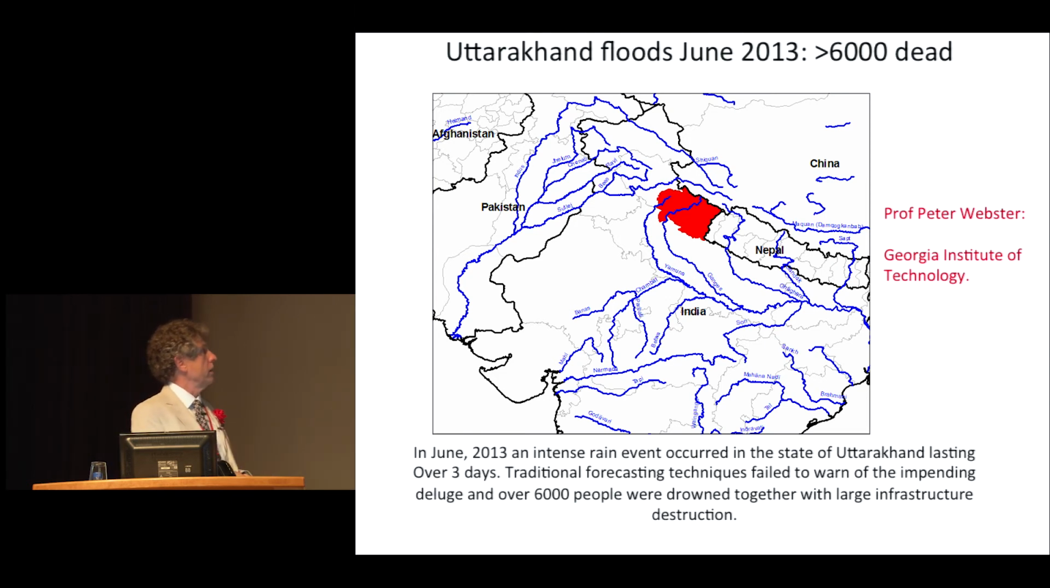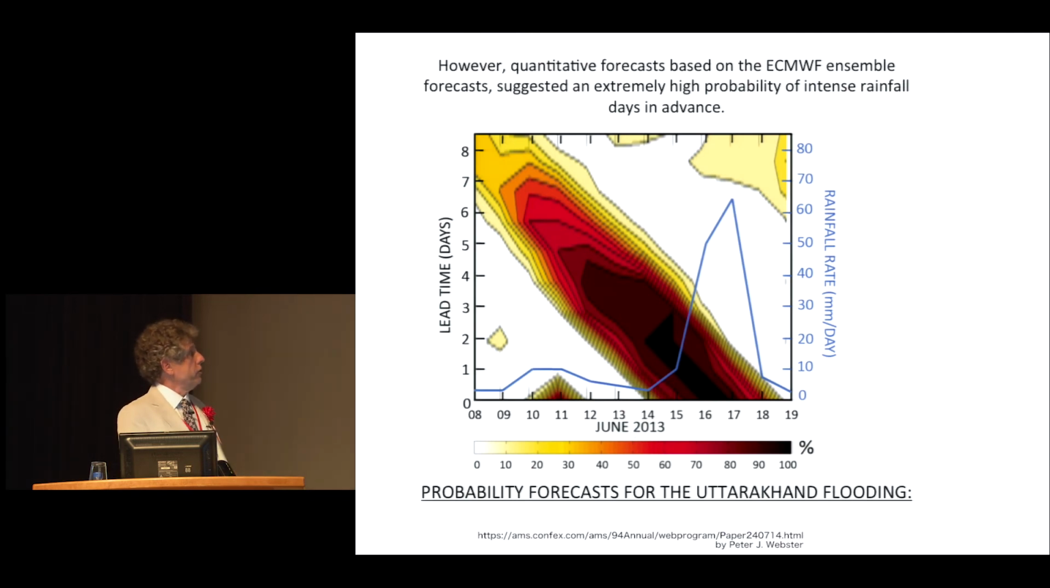This is a case in India, Uttarakhand state, where in 2013 an intense rain event occurred. This was studied in detail by a colleague of mine, Professor Peter Webster, from the Georgia Institute of Technology. Traditional deterministic forecasting techniques failed to warn of the impending deluge, and over 6,000 people were drowned, together with large infrastructure destruction. This shows contours of forecast probability of the intense flooding event at different lead times, so different number of days before the event occurred, from the European Centre for Medium-Range Weather Forecast Ensemble.